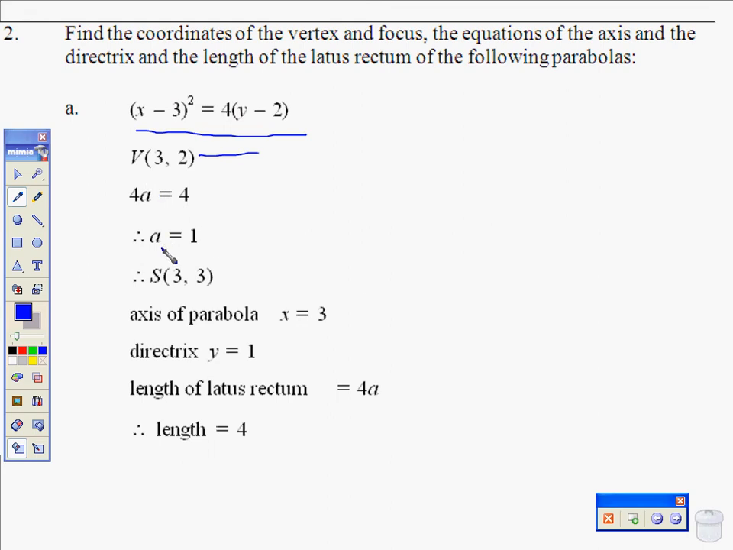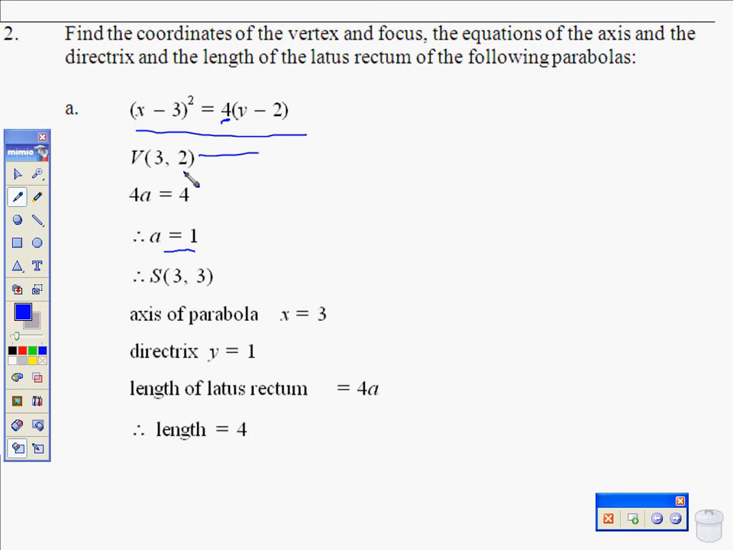Again, what we need to do is find the focal length. So the focal length is going to be 4 lots of a, which is equal to the number out the front. So we get a is equal to 1. We know the focus is going to be, because it's concave up, 1 unit up from the vertex. The directrix is 1 unit down.